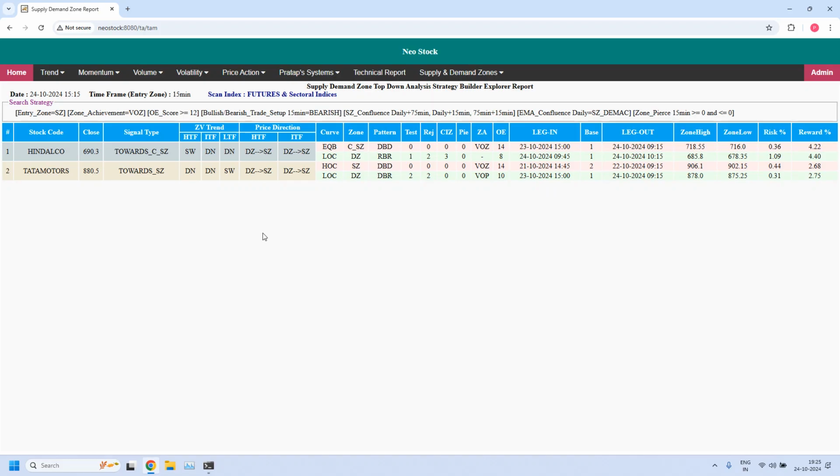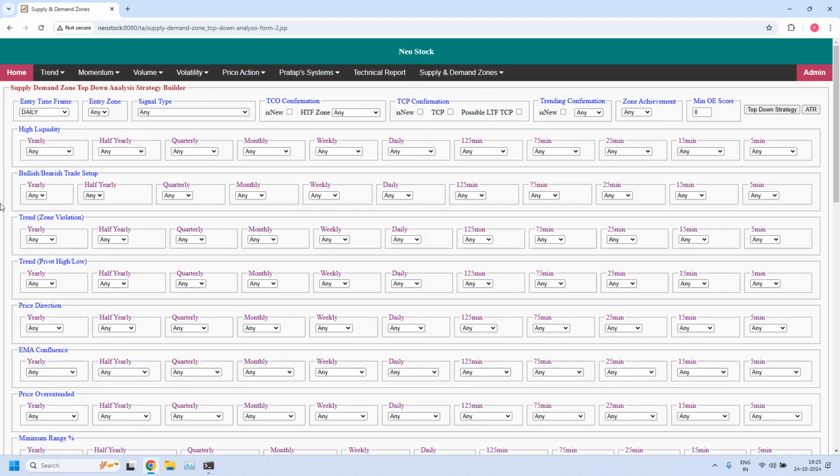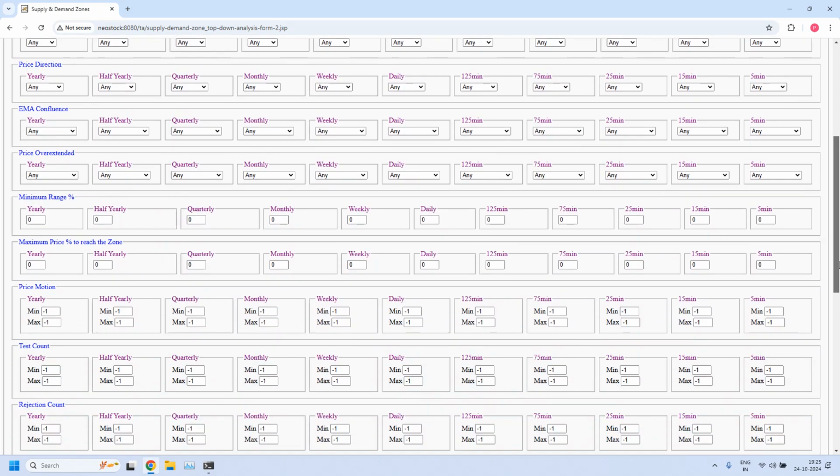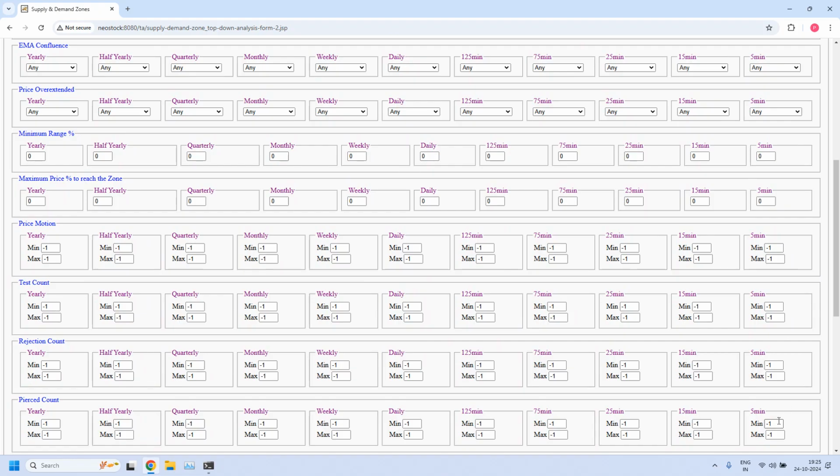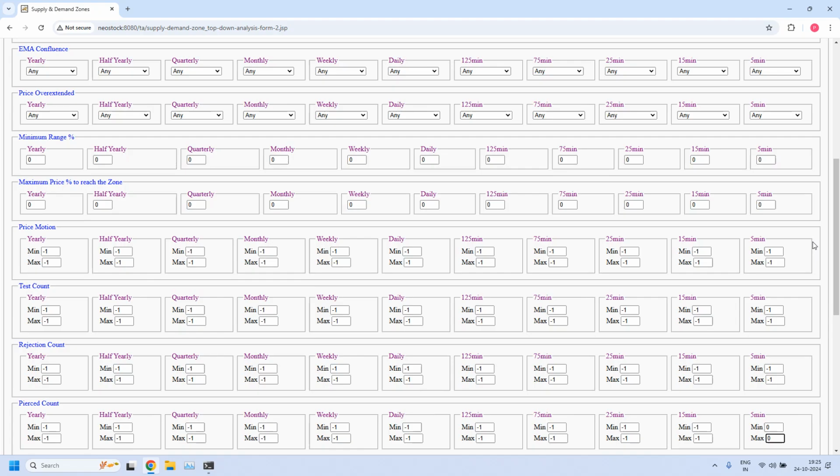So this is about a bearish trade setup for daily income trade. Next, let us look for hourly income trades. For bullish trade setup hourly income trade, the entry time frame is 5 minutes, entry zone is demand zone. In bullish or bearish trade setup at 5 minutes, I am selecting bullish. The 5 minute demand zone should not be pierced. So in the pierced count at 5 minutes time frame, I am setting minimum value 0, maximum value 0.